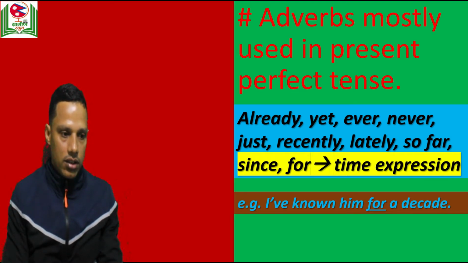Let's see here. We have one example regarding present perfect tense. I have known him for a decade. Yes, you can see the word, the preposition for, right?